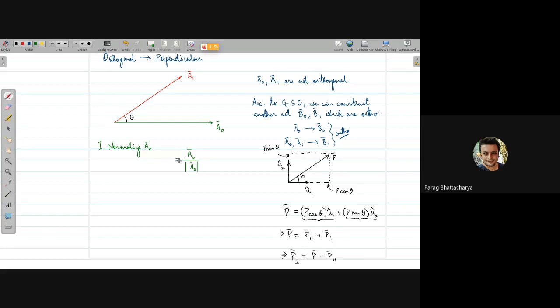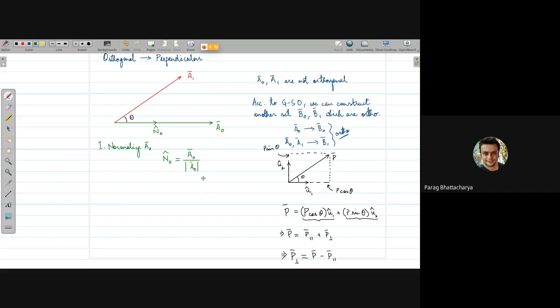This is the normalized vector. Let's call it n0 cap. This is a normalized vector, so it will be somewhere over here. So this is your n0 cap. Understood? This is just like your u1, just like your u1 cap.